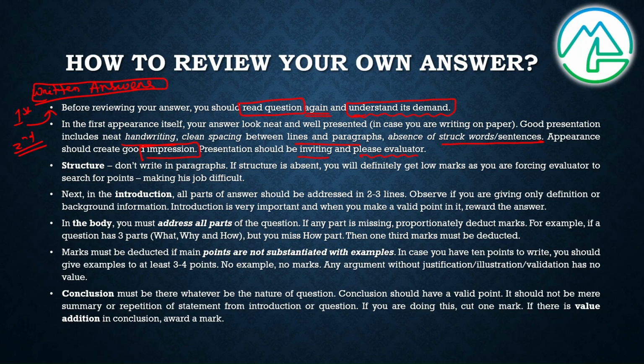Then comes the third stage where the actual evaluation starts. The third stage is your structuring, right? So I have already said in multiple videos that never write in paragraphs. Why? Because paragraphs are very clumsy in nature, and if there are only paragraphs and no diagrams or short crisp points, then it makes the examiner's job difficult.